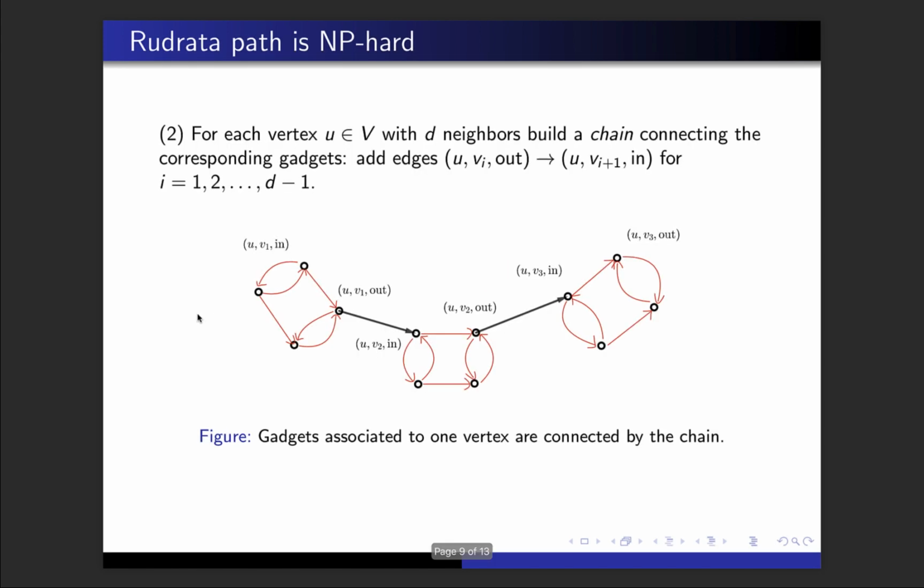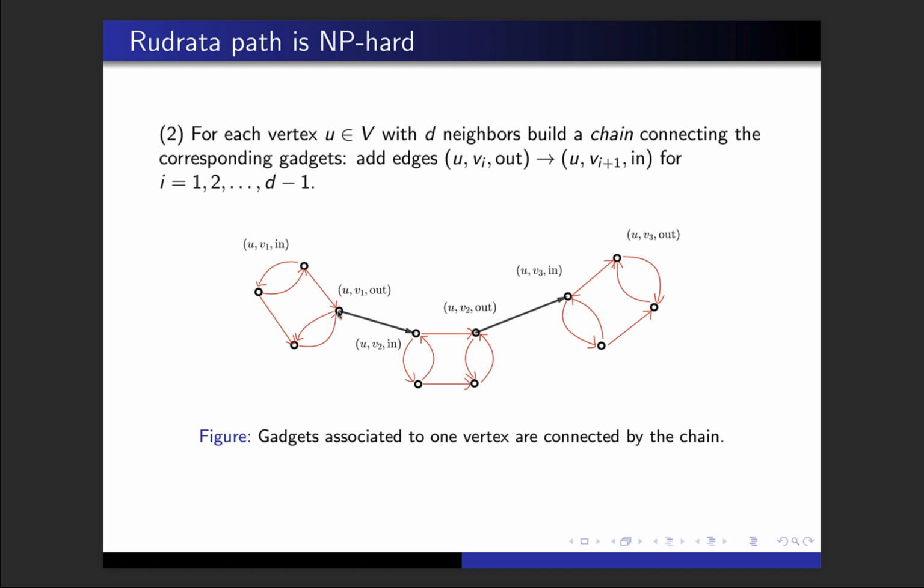The second step is to build what we will call a chain of vertices. What is this? Well, given a vertex, let's call that vertex U, you have the neighbors. This is the number of edges out of U in the original graph G. That means that you will be involved in the construction of many gadgets. This is the picture here showing you three gadgets.